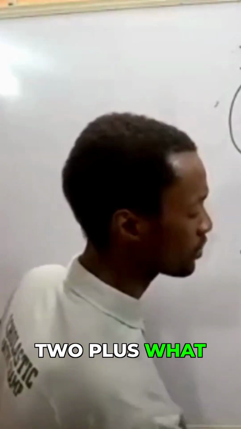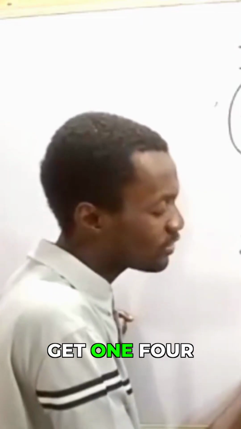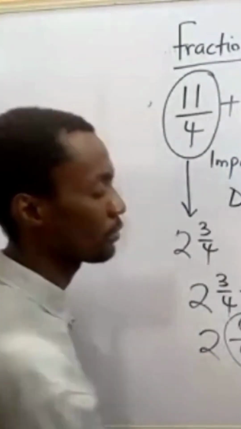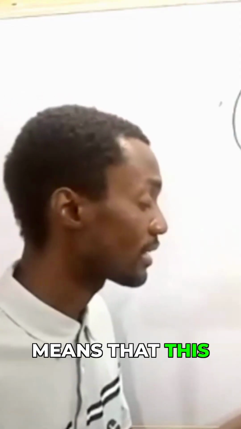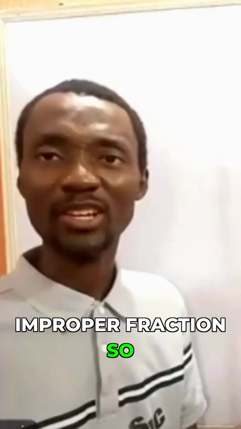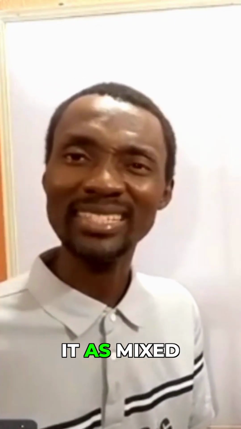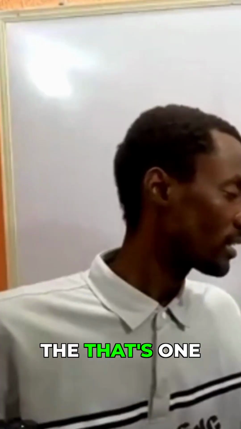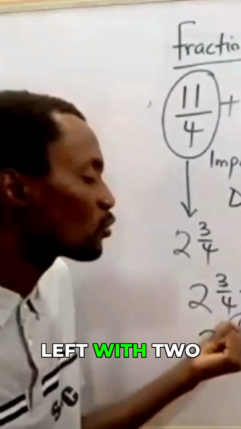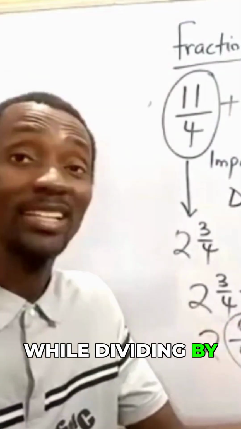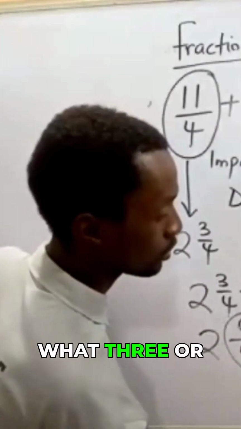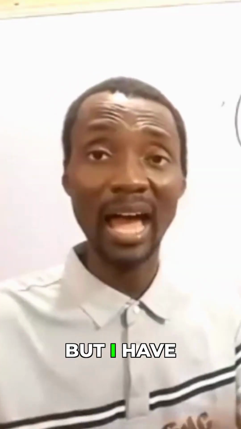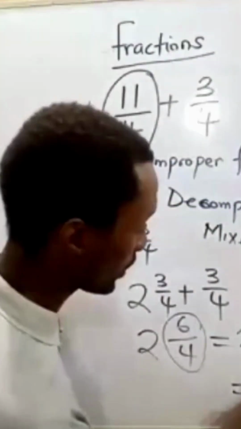This will be 2 plus, what is 6/4? 6/4 is already an improper fraction, so I need to write it as a mixed number. I can get 1 whole out of there, and I'll be left with 2/4. So this will be 1 whole number 2/4. So my final answer becomes what? 3 whole number 2/4. Now, I can simplify this further, but I've intentionally left my answer that way.